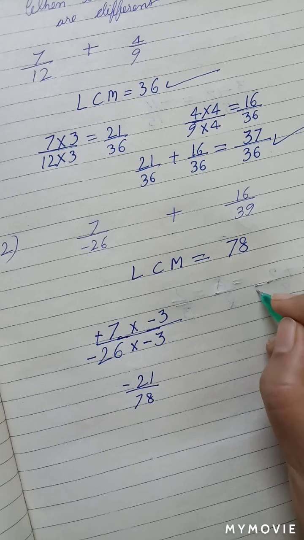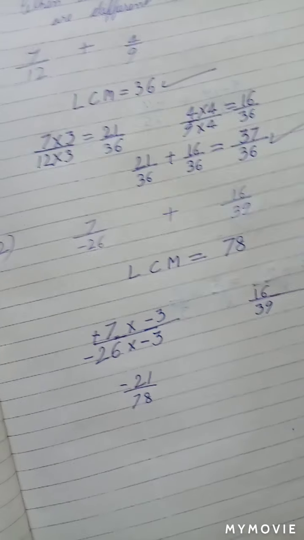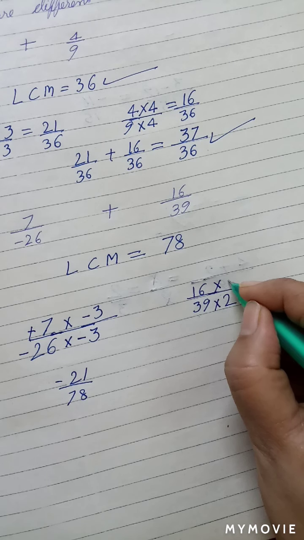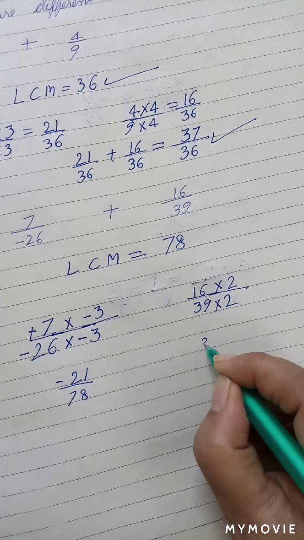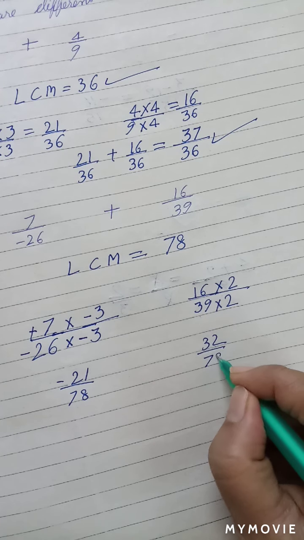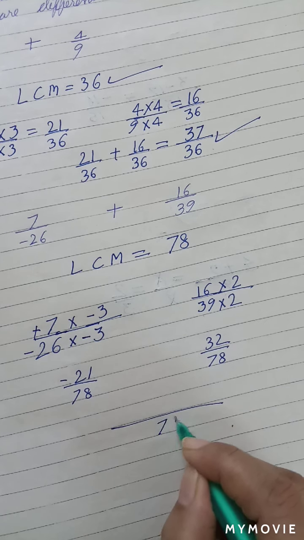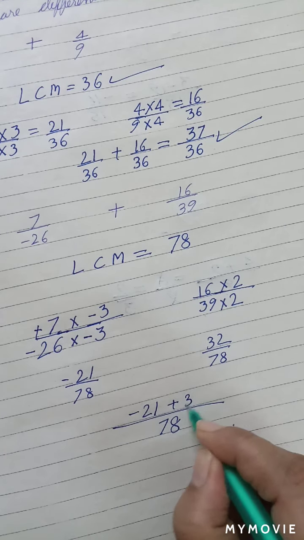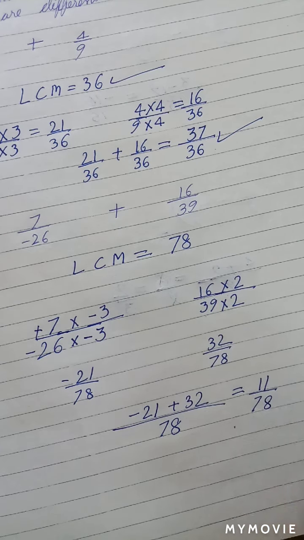We will treat the other number the same way. In order to get 78, multiply 13 with 6 and 16 with 2 as well, because we will treat the numerator also the same way so that the number remains unchanged. So we have got 32 by 78. Now let's do the operation because we have same denominators. Denominator will remain unchanged and we have minus 21 plus 32. And the result is going to be 11 by 78.